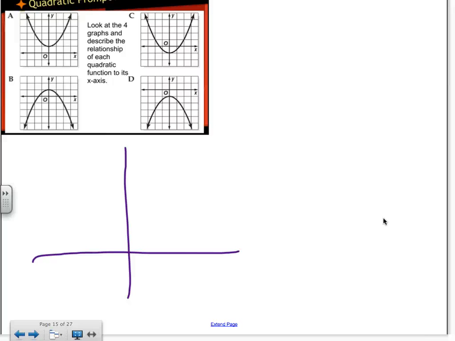Has to be a parabola, right? It has to cross over the x-axis exactly one time. Can anyone in this class come up and make a sketch of that graph for me, to show me that it crosses over the x-axis?